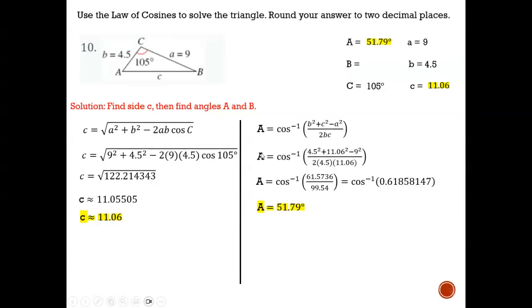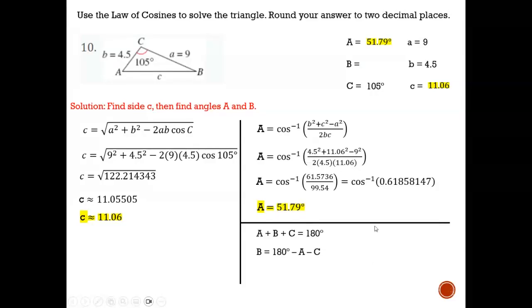So again, you can do the same process to find angle B. You would use law of cosines to solve for angle B. We have options as well. We can use law of sines. But how I've been doing it in all previous ones, once I have two angle measures, subtract them from 180 and we get the remaining, the 23.21.